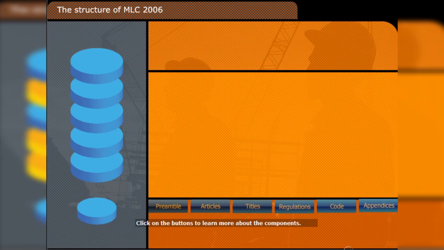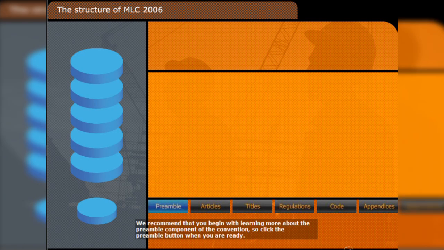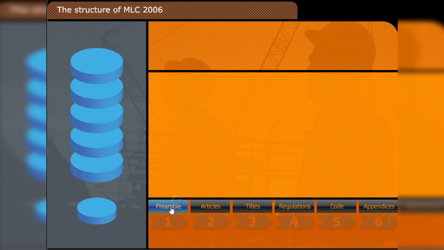Click on the buttons to learn more about the components. We recommend that you begin with learning more about the Preamble component of the Convention. So click the Preamble button when you are ready.